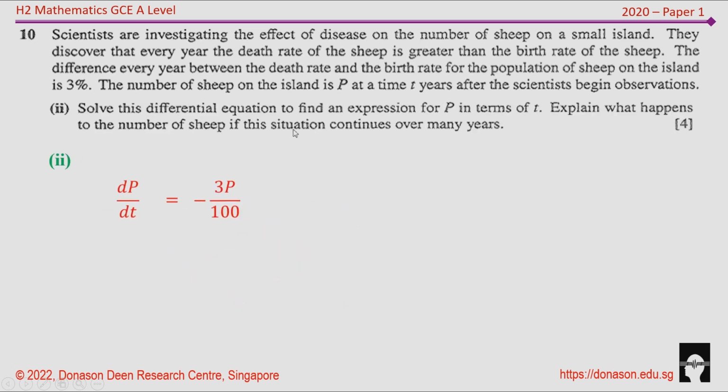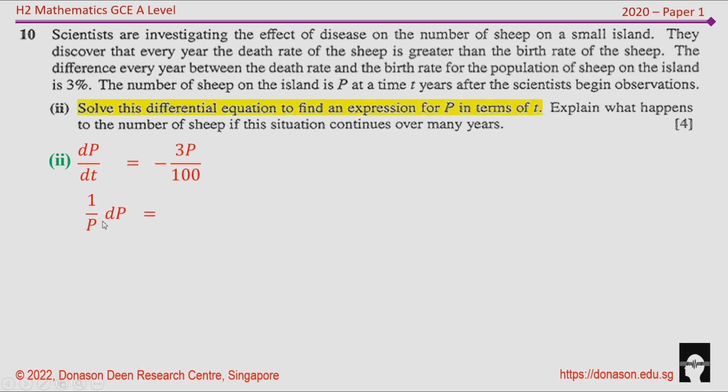Now solve this differential equation to find an expression for P, the population, in terms of time. Let me bring the P across to this side, so it becomes 1 over P, and I am going to cross multiply the dt over to the right hand side, so it becomes negative 3 over 100, which is basically negative 0.03 times dt. Now we have separated the variables: P on the left, and the constant which we can integrate with respect to time on the right side.